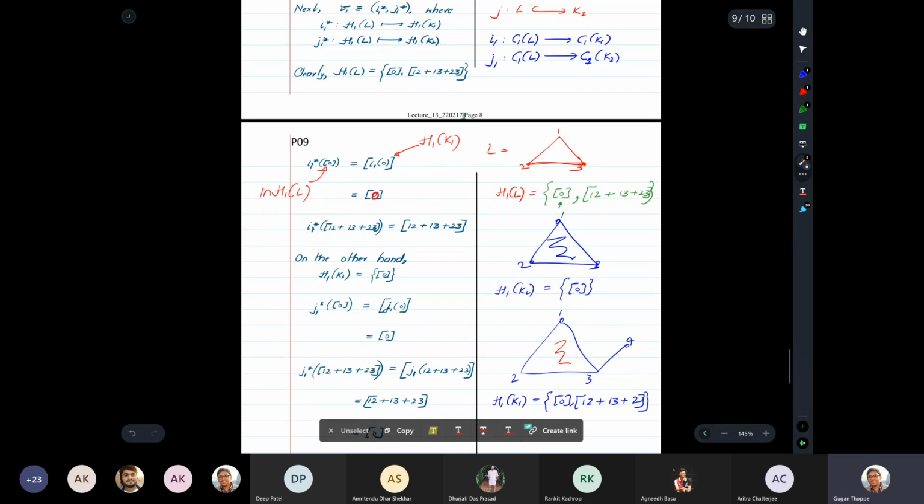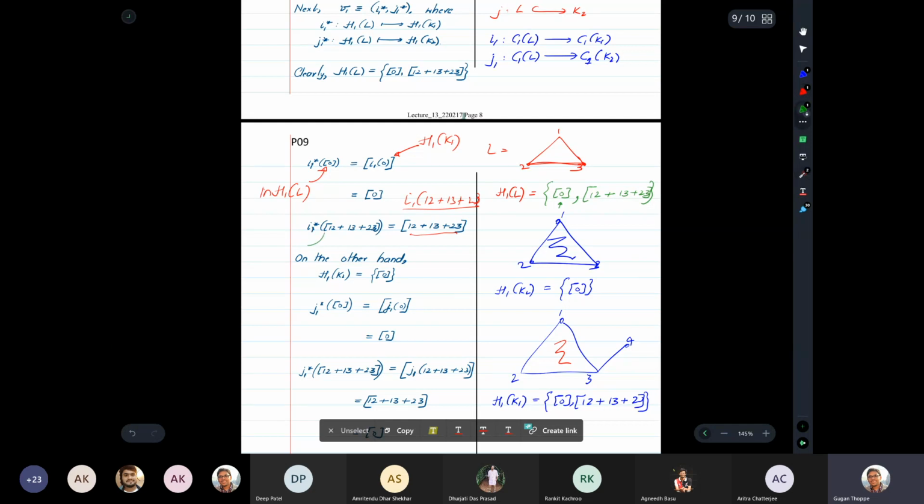So I1 of 0 is simply 0. So this I1 star maps this equivalence class 0 to the equivalence class 0. Now let's see what happens over here. It takes I1 star, it takes this equivalence class [1,2]+[1,3]+[2,3], and you apply I1 to [1,2]+[1,3]+[2,3]. Since this is going to leave it as it is, I have [1,2]+[1,3]+[2,3], and this is the equivalence class.